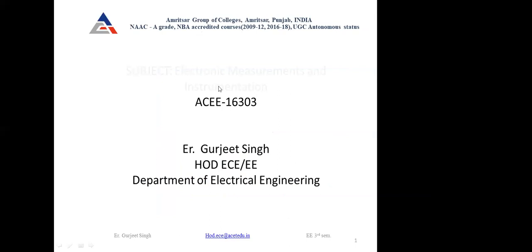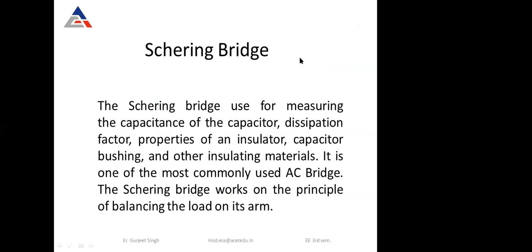Once again, good morning to all of you. Today we will discuss the topic of the Schering bridge. In the last lecture, we discussed bridges like the Maxwell bridge, and we did the numerical of the Maxwell bridge.